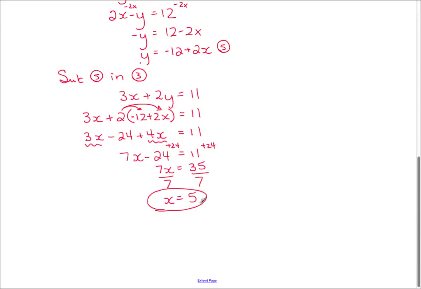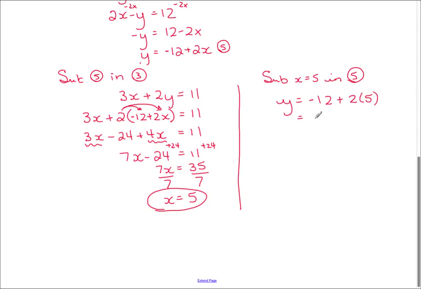Okay, we're not quite done yet though, because that gives me my x. I still have to find my y, and we're going to do it the same way as we did before. I'm going to take this x equals 5 and sub it back up into this equation. So I'm going to say sub x equals 5 in equation 5. So y equals negative 12 plus 2 times 5, which is negative 12 plus 10, or negative 2. So our final answer is x equals 5 and y equals negative 2.